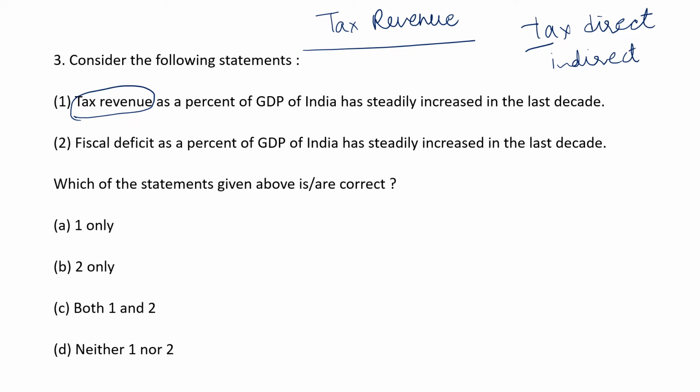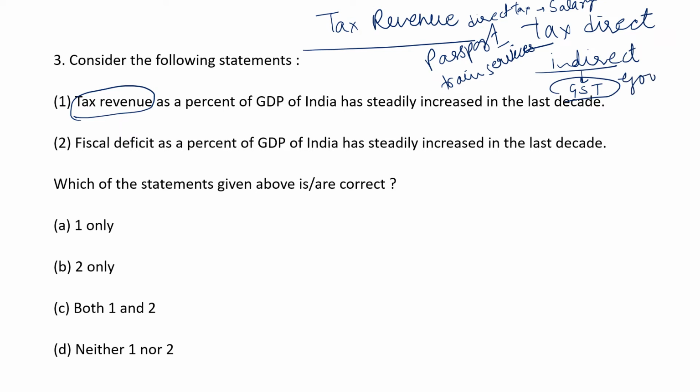Direct tax means, let us say you're going for a passport application, then you need to pay some fees. If you're going by some train services, then you need to pay some taxes. Or direct tax can be on your salary. There are various indirect taxes, but let us say GST is one of them. On the goods you are buying, on the services you are buying, you need to pay some taxes. So those are the taxes.